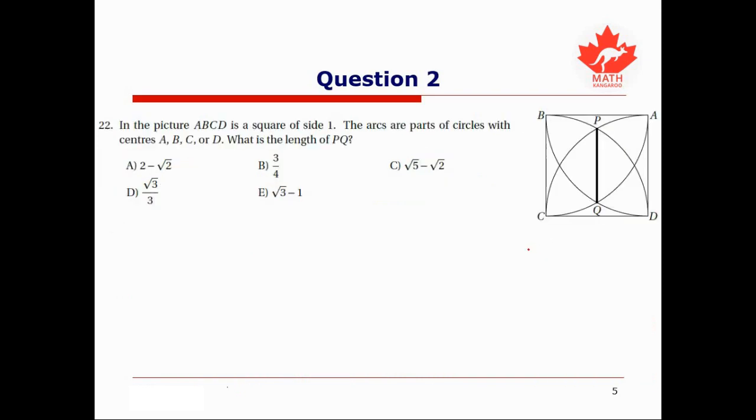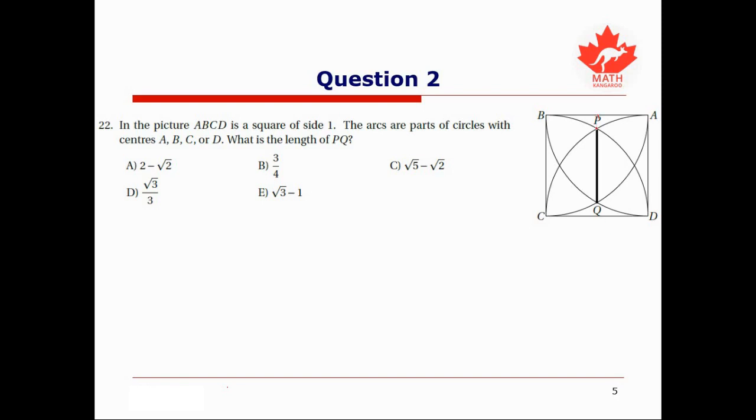For the second question, we're given this picture here of a square ABCD where all the sides have length 1. The arcs that we see are parts of the circles with centers given by the corners of the square, and we're asked to determine the length of PQ.